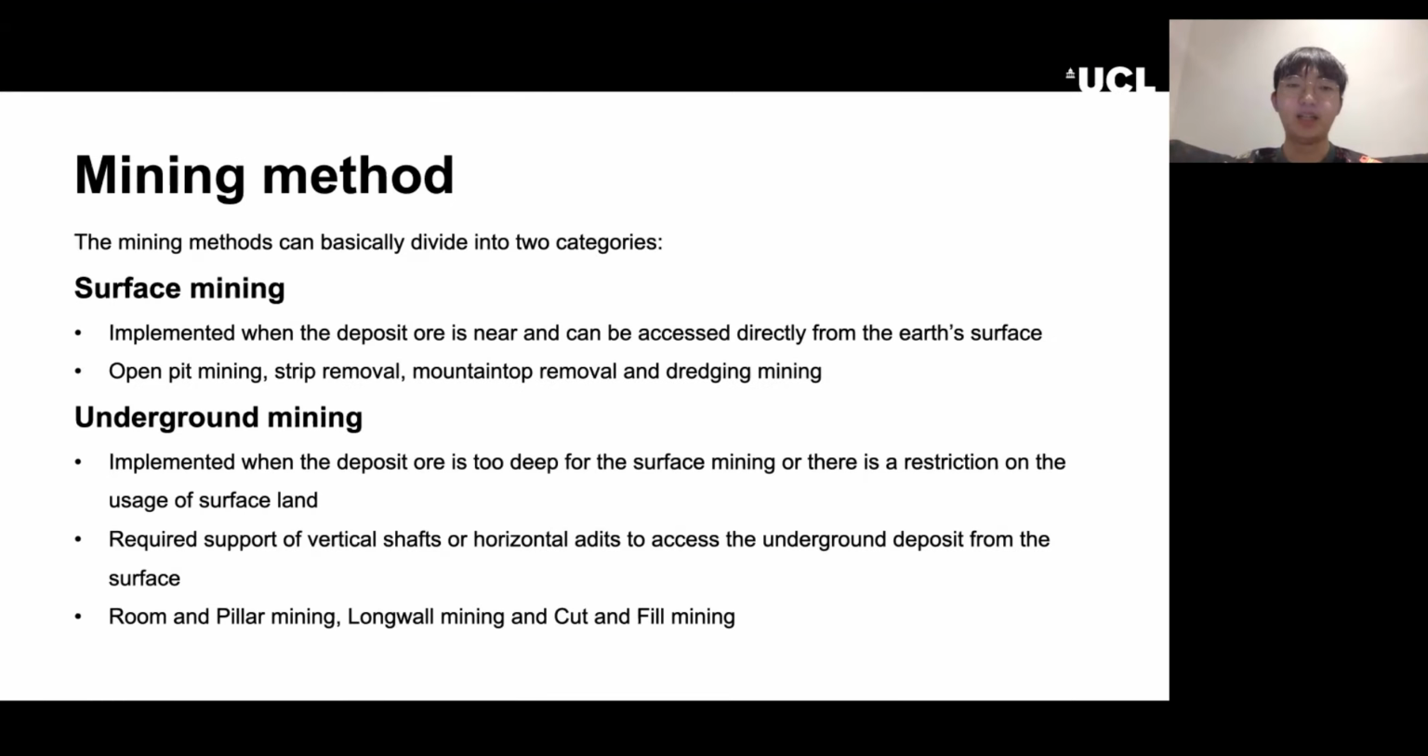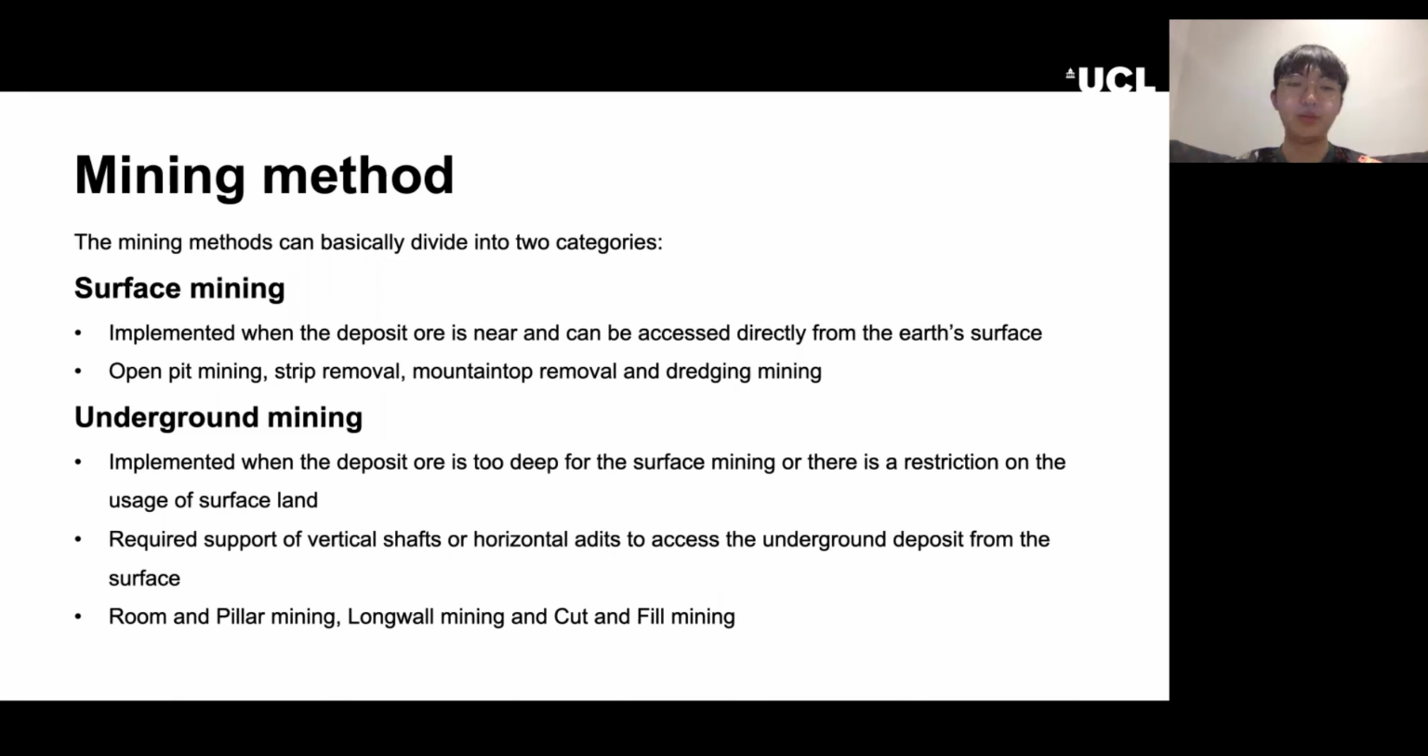First, we'll discuss the mining method. The mining method can basically be divided into two categories, surface mining and underground mining. Surface mining is a form of mining in which the overburden, such as soil and rock covering the deposit, is removed. This mining method can be implemented when the deposit is near and can be accessed directly from the surface.